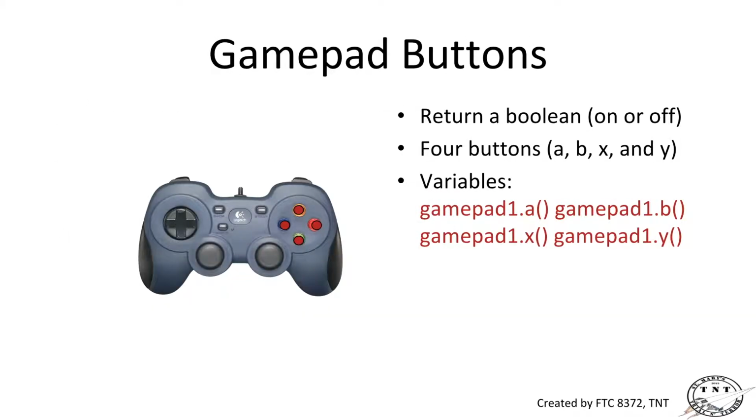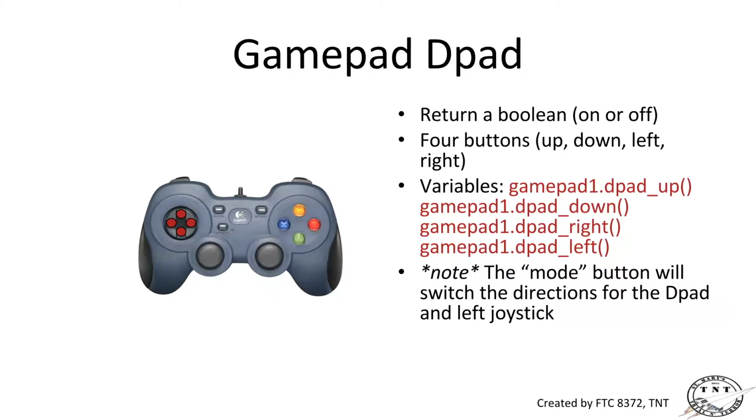So the first 4 buttons are pretty simple. They return a Boolean. They are X, A, B, X, and Y, respectively, and you can get all 4 of them very easily just by saying gamepad1 dot A, B, X, or Y, followed by a pair of parentheses. And this will simply return what the buttons are sensing at the moment and will be constantly updating throughout the program. The D-pad is also very straightforward. They also return booleans. There's 4 buttons, up, down, left, and right, and they can be accessed by D-pad up, down, left, and right respectively, followed by parentheses, and will also update live.